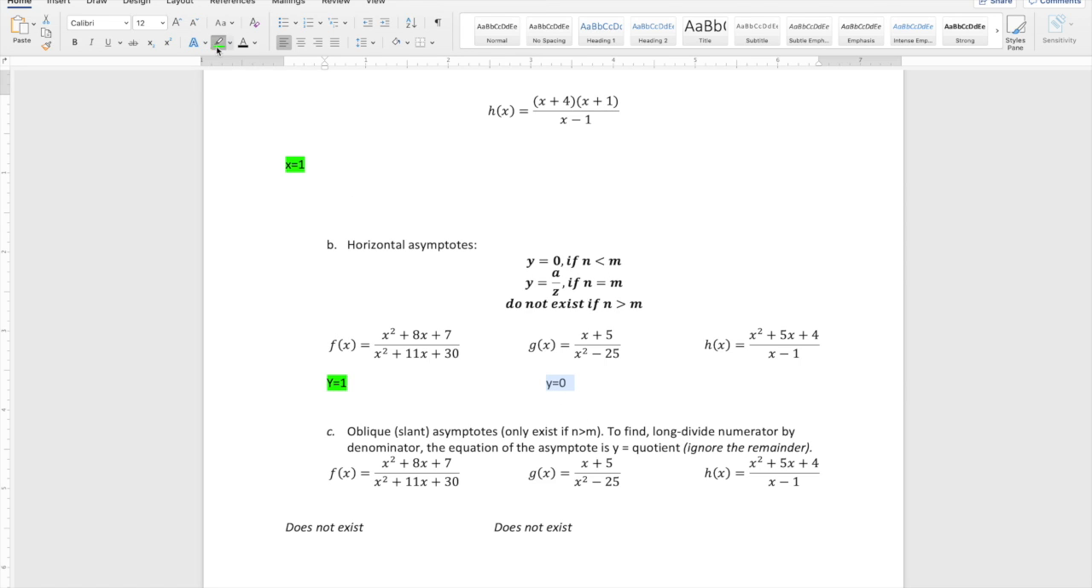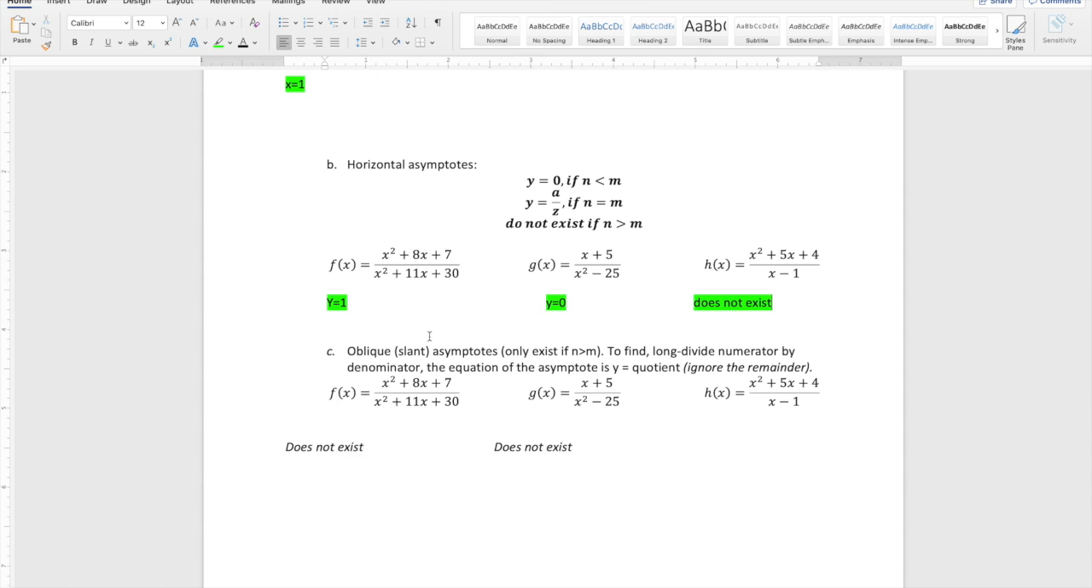Okay, so finally we're going to look at h, where the top power is 2 and the bottom power is 1. So the top is greater than the bottom. That's this third option, and that tells us that there will be no horizontal asymptote for function h. So here it does not exist. All right, so that's it for the horizontal asymptotes for our three functions.